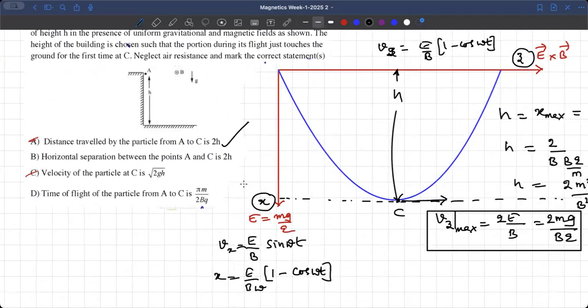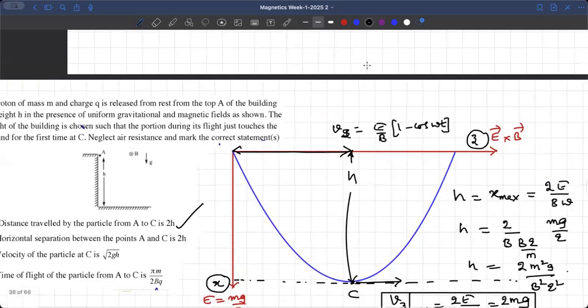Horizontal separation between the 2 points A and C. You want this distance. Fine. That distance is nothing but, hold on, I'll give you that distance also. From here to here, it will simply travel a distance of 2 pi r. Or if you are not convinced, you have the z coordinate also. What is the z coordinate? In terms of h only, I think they are asking everything. No issues. In terms of h only.